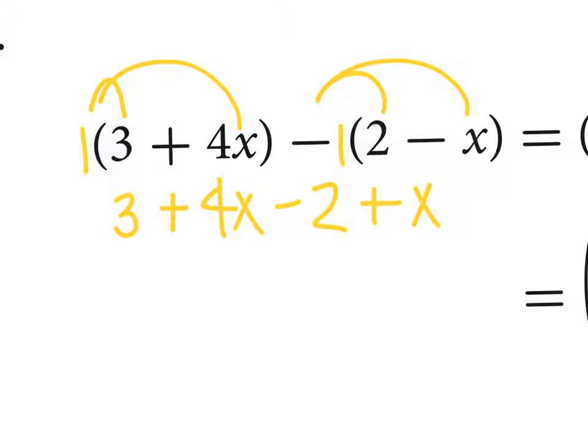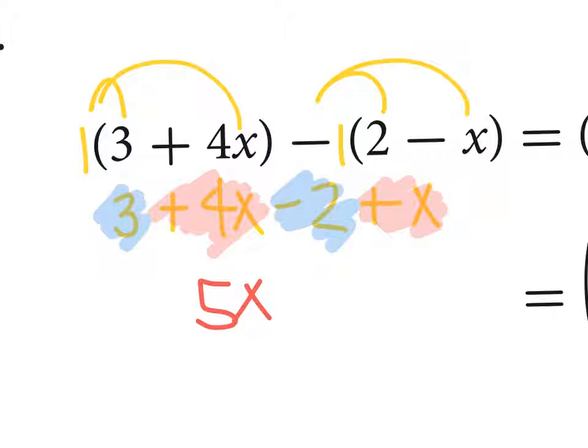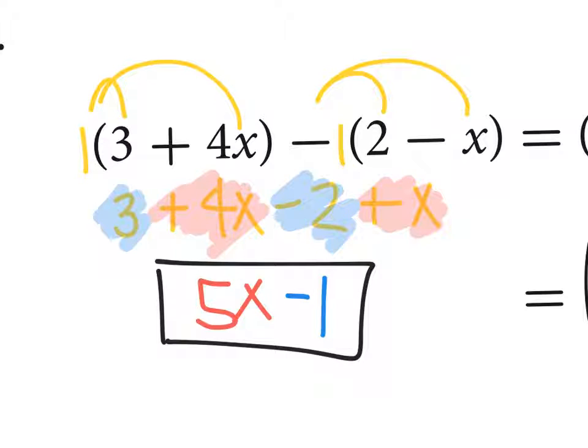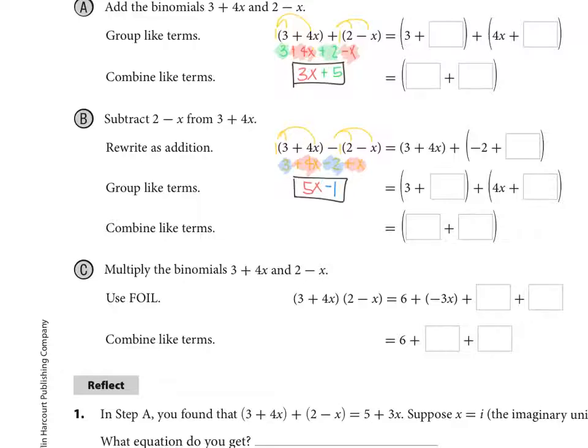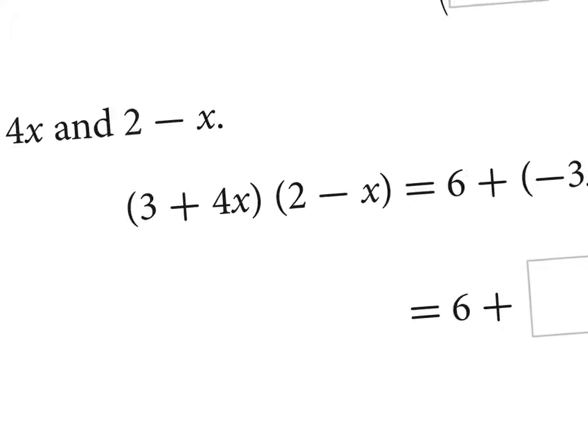And then I can combine my like terms together, so I have that 4x plus x, which would be 5x, and I have 3 minus 2, which would be minus 1, so the simplified form of this problem would be 5x minus 1. So moving on to part C, where I'm supposed to multiply these, or FOIL.